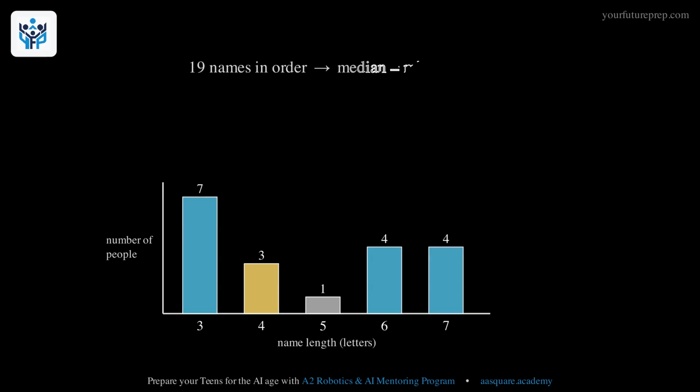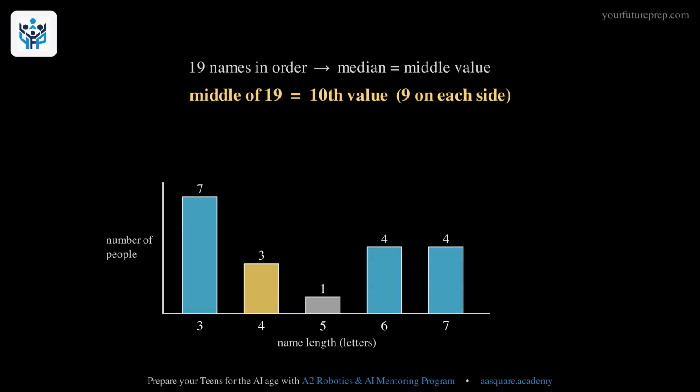The median is the middle value. There are 19 names in all. When we line them up in order from shortest to longest, the middle one is the 10th value, because it has 9 names on each side. Now let's count through the bars in order.